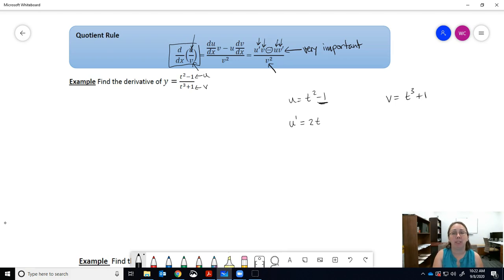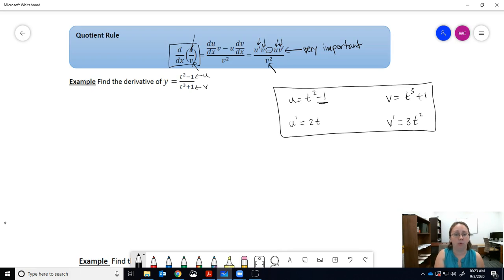That's your derivative, 2t. v prime, or the derivative of v, the derivative of t cubed. What rule do you need? Power rule again. Power comes down, 1 power less, so 3t squared. The 1 is a constant, so when you take the derivative, it's gone. So this is everything you need to plug in to the quotient rule.